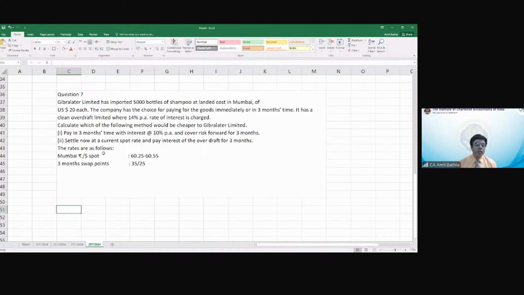The rates are as follows. Mumbai rupee to dollar spot rate is given to you as 60.25 to 60.55.